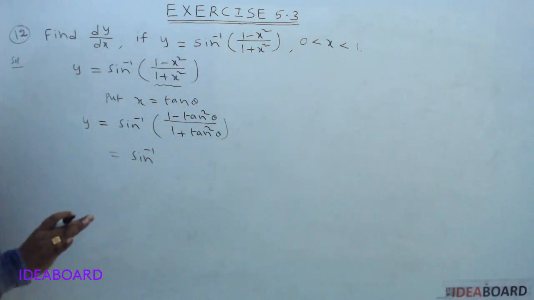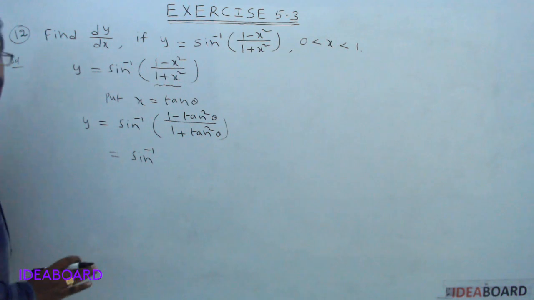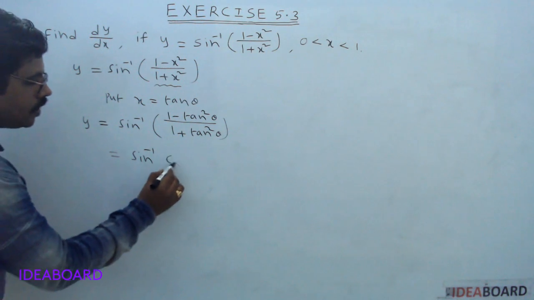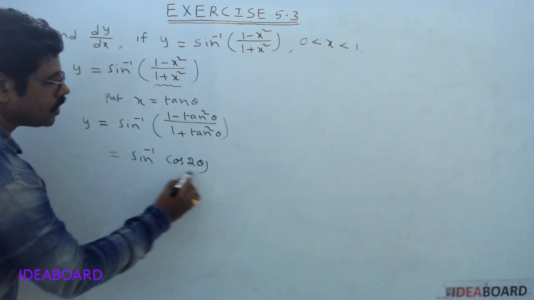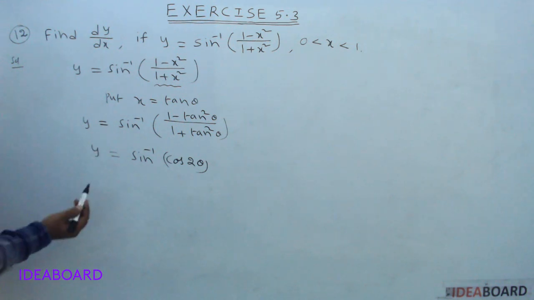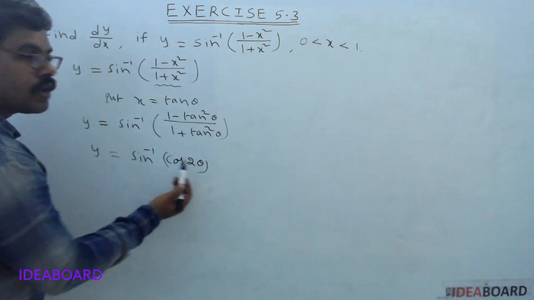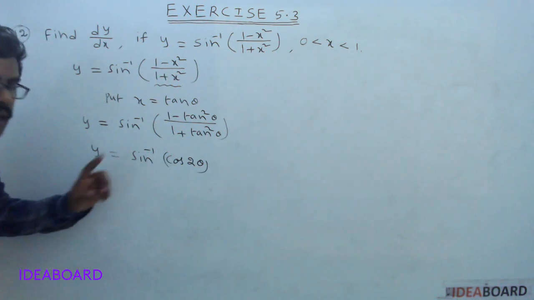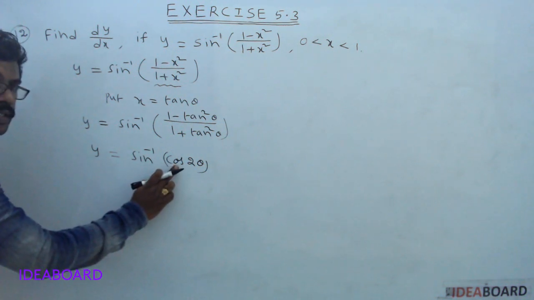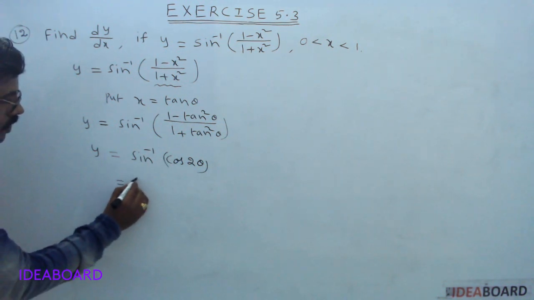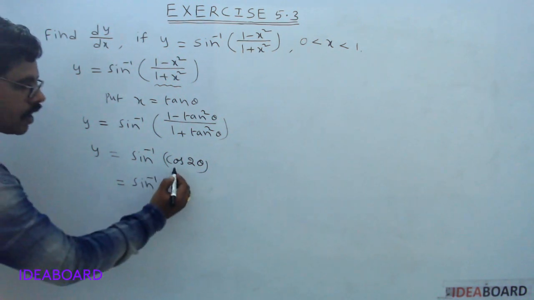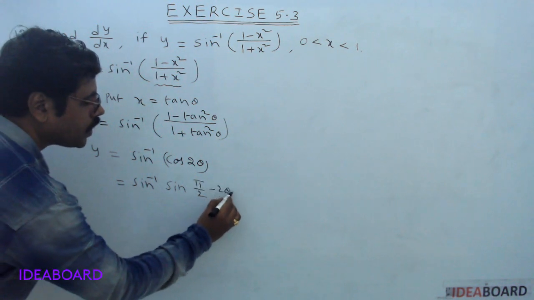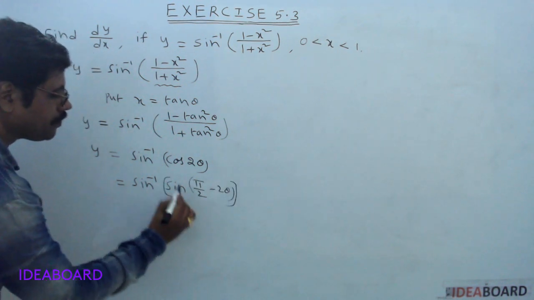Now this is the formula for cos 2 theta. So in place of (1 minus tan square theta) by (1 plus tan square theta), you can write cos 2 theta. Now this is y equals sine inverse of cos 2 theta. Now here convert this cos function in terms of sine. That is, sine inverse of cos 2 theta can be taken as sine inverse of sine of (pi by 2 minus 2 theta).